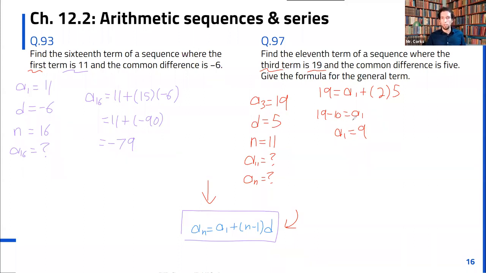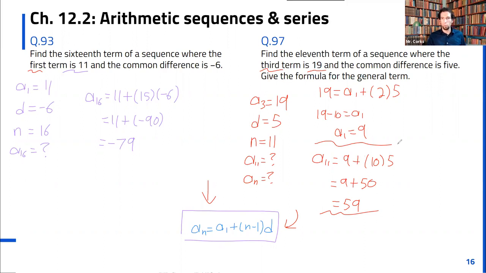Okay. So A1 is equal to 9, and then A11 is A1, 9 plus n minus 1. So 11 minus 1, 10 times our d value, which is 5. So 9 plus 50, 59. So there is our A11 value.